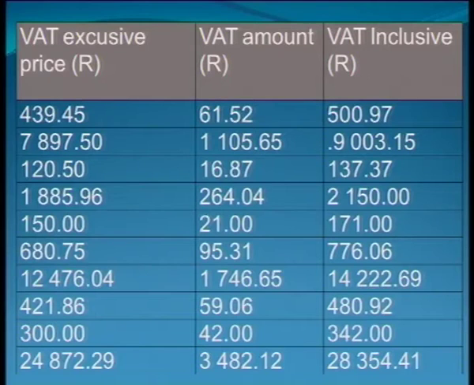In the next exercise, you were given the exclusive price of 7,897.50. Your VAT amount, if you say 7,897.50 times your 14% VAT rate, you will get 1,105.65. If you add 1,105.65, which is your VAT amount, to your exclusive amount, you will get 9,003.15. Just to show you how this works.